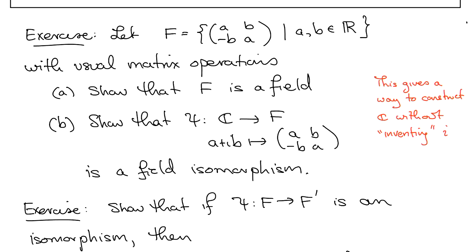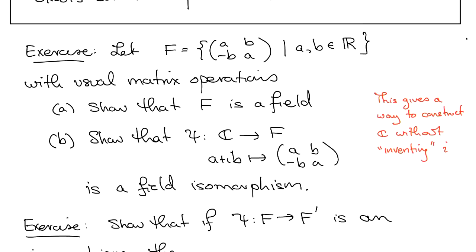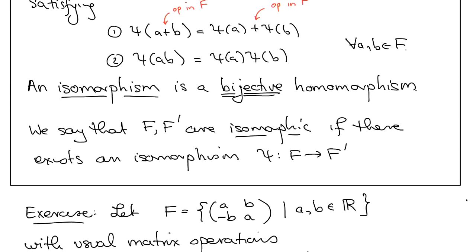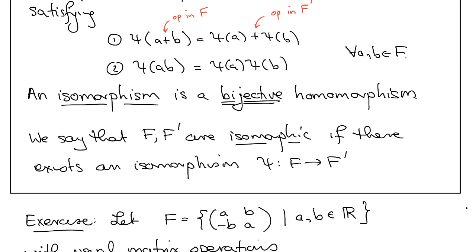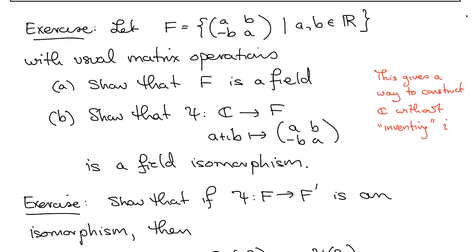The ones about operations. And then there's a map where I can send a plus ib to that matrix, and check that this is an isomorphism. I am going to leave it as an exercise, but the first thing you have to do is check that it satisfies those 2 properties. A's and B's mean different things than on that previous slide, but if I have a plus ib and c plus id, then when I apply psi to (a plus ib) times (c plus id), I get psi of (a plus ib) times psi of (c plus id).